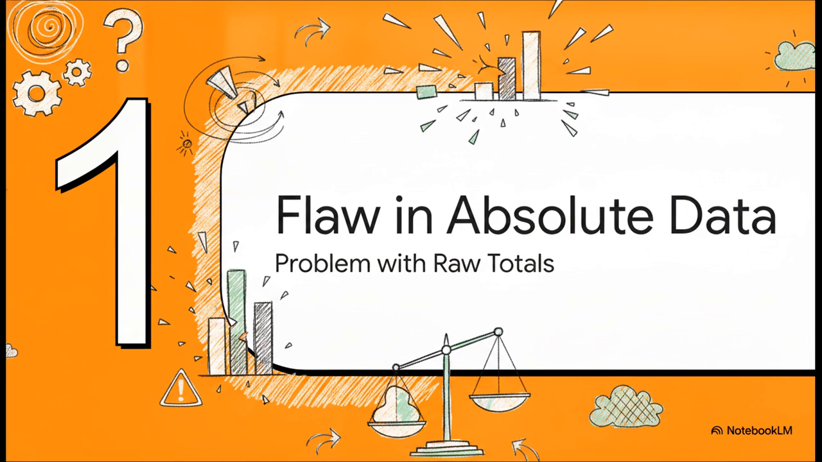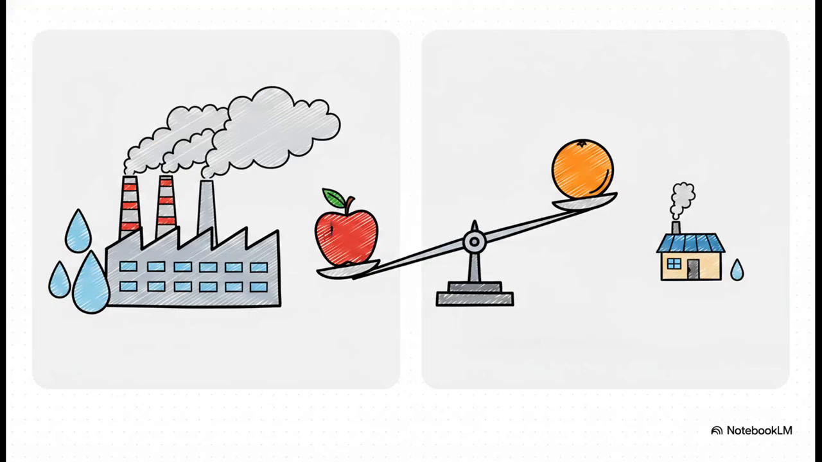Section 1. The flaw in absolute data. Before we look at the solution, we really need to understand the stakes for ESG analysts when they're forced to rely purely on raw, absolute environmental numbers. Picture this. You've got a massive, intimidating global paper giant manufacturing millions of tons of paper every single year. Naturally, their absolute total greenhouse gas emissions and water consumption are going to be massive, right?